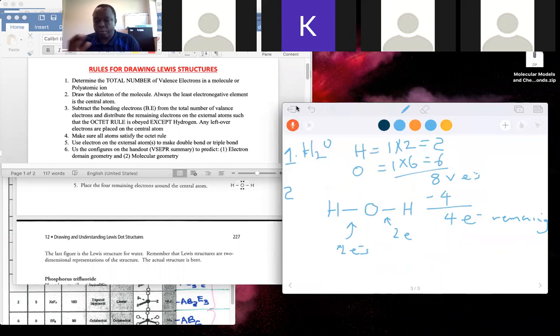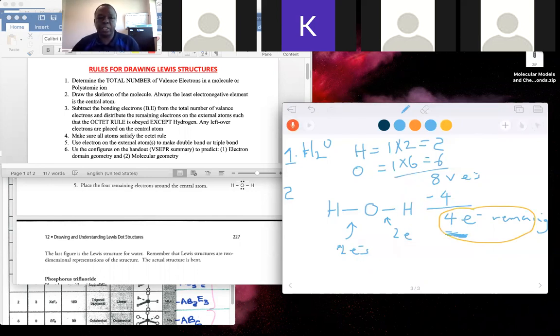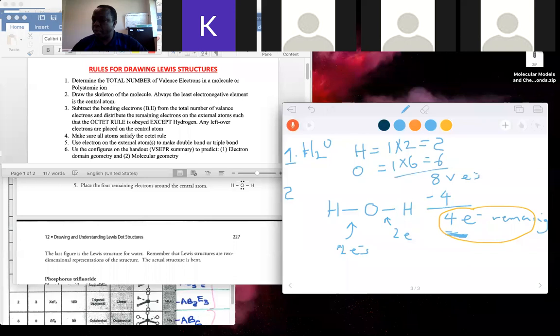the first priority is the octet rule. You read about the octet rule, which says that when elements combine or form chemical bonds, they share their valence electrons in such a way that they end up with 8 electrons. We call it the octet rule, except for hydrogen. So in satisfying the octet rule from the remaining electrons, there are 4 remaining electrons. What I'll do with these 4 remaining electrons is to satisfy the octet rule on the external atoms. That means atoms hooked up to the central atom should have 8 electrons. Except hydrogen, we don't have to worry about hydrogen right now because it already has 2. It's like helium.